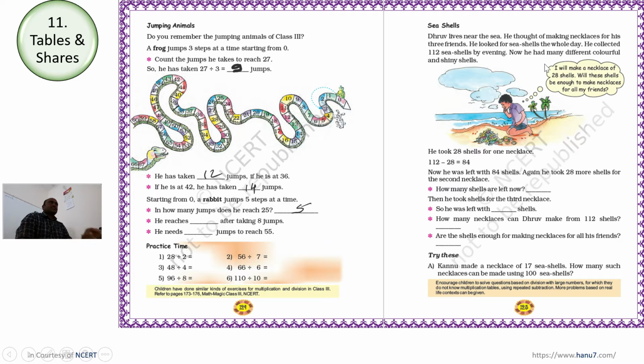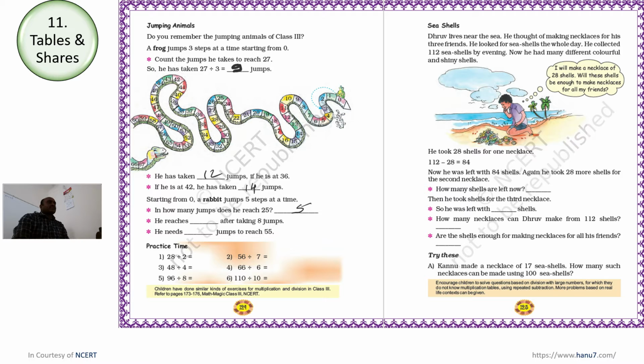Now he had many different colorful and shiny shells. He says, I will make a necklace of 28 shells. So will these shells be enough to make necklaces for all my friends? This is what he is thinking, and it is a question given to us. Here 112 is the total count which he obtained from morning till evening. From that you have to tell whether these are sufficient or not.